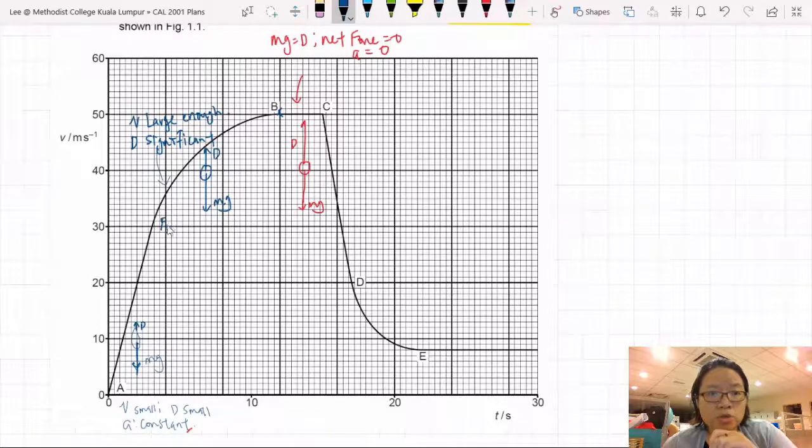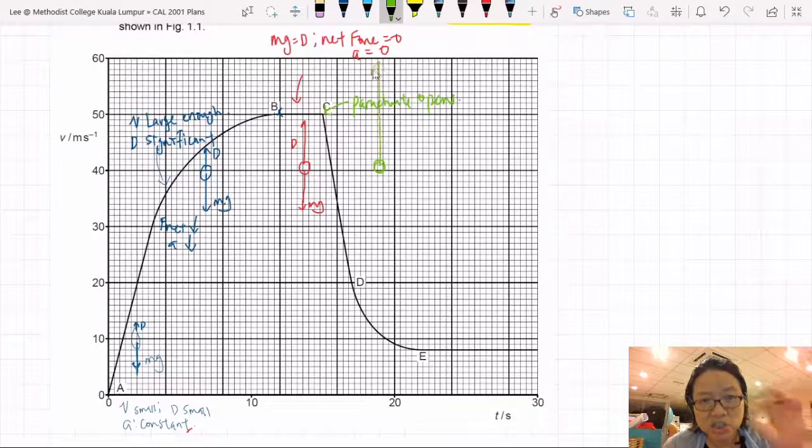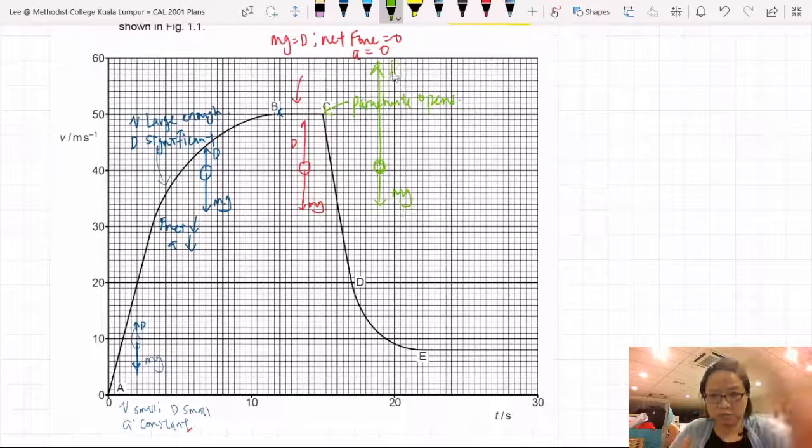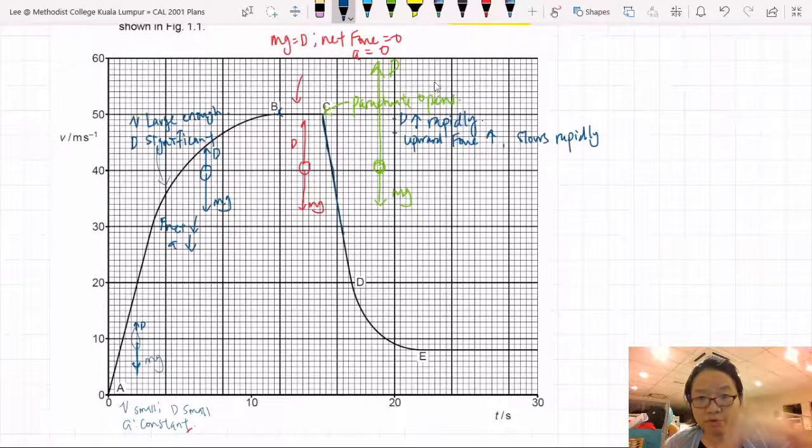So when you're transitioning from A to B to C, when the gradient begins to decrease, it's because the net force decreases, so acceleration decreases. Now at point C, sudden changes happen. This is because the parachute opened, and the drag force increased a lot. You can see D suddenly just blew up, increasing rapidly. Because of this, your net force went from 0 to a very large upward net force. So the parachutist will slow down very quickly, rapidly, where I draw the blue line.